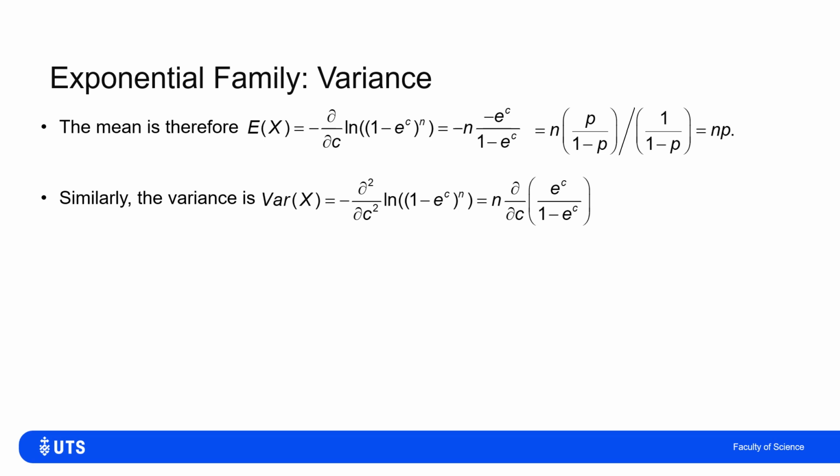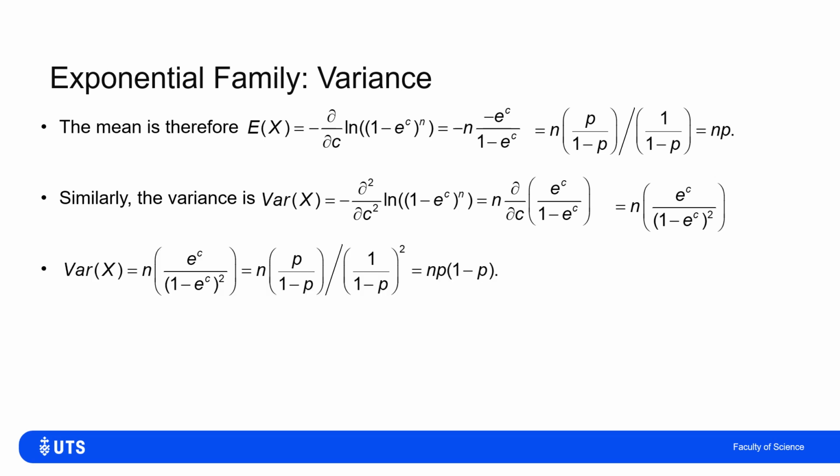And the variance is basically no harder than that, just differentiating again e to the c over 1 minus e to the c with respect to c. And in this case, a little bit more calculation. But what I'm going to be left with is exactly what I would expect of np(1 minus p). Now that's actually easier than working out the variance directly in terms of summing binomial coefficients. So it does actually give us this nice framework that whatever the distribution, if I can show it in the exponential family, I have these nice ready-made calculation tools for the mean and for the variance.